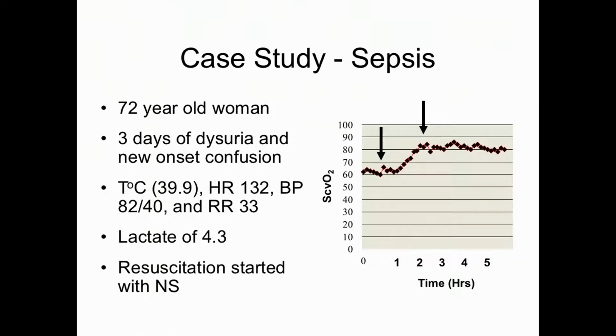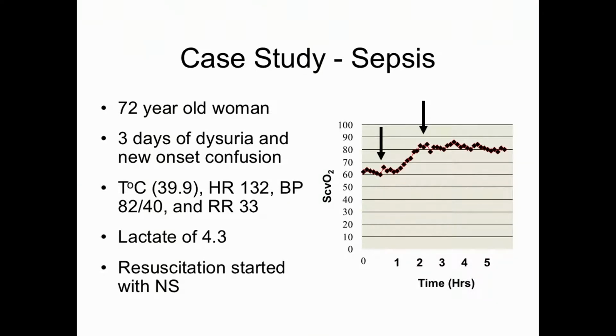This is an example of how we can use the central venous sat in a clinical situation. This was a patient who was 72 years old at the time of presentation. She came in with a 3-day history of dysuria and new onset confusion. She was febrile, she was tachycardic, she was hypotensive, and also tachypneic.